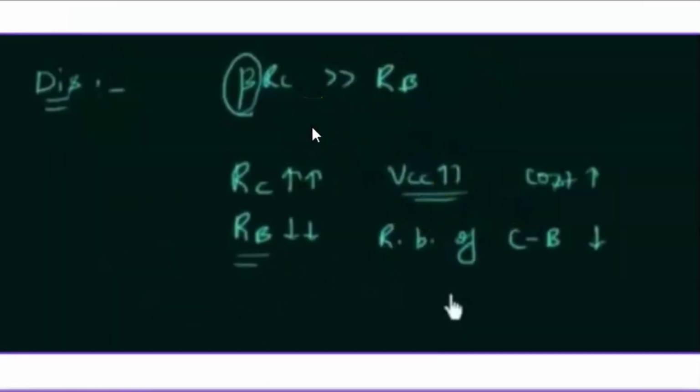So जब हम लोग ये assumption लेते हैं that beta times RC is much greater than RB, so इस case में either we will have to increase the value of RC, जिसकी वजह से हमारा voltage drop increase करेगा and हमारी cost भी increase करेगी, और either we will have to decrease the value of RB, जिसकी वजह से हमारा reverse bias of collector base is also going to decrease. So these are the disadvantages of this particular circuit.